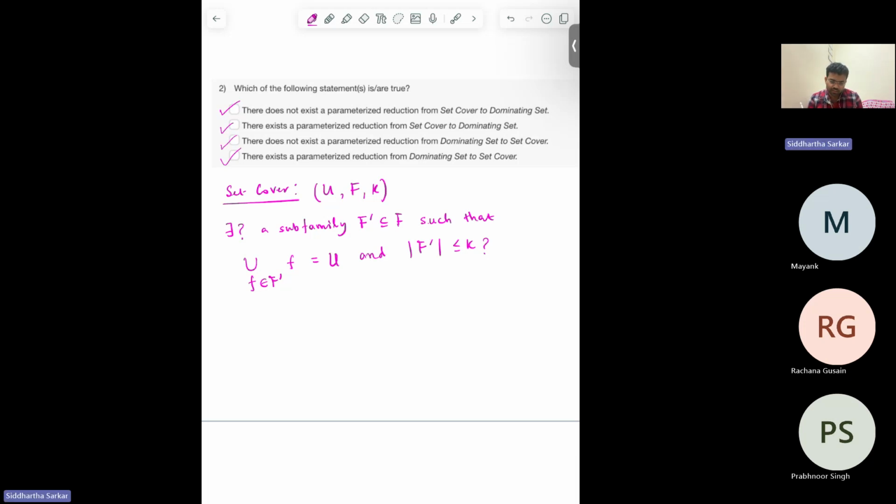And dominating set is something we have already seen. Now we have to establish or rule out the equivalence of these two problems.